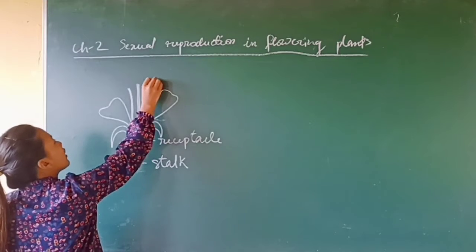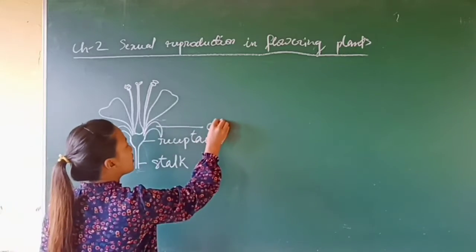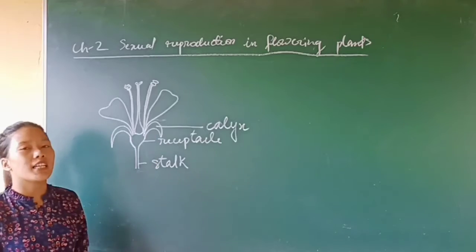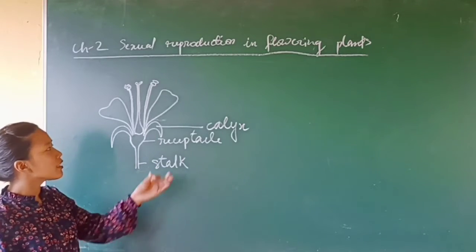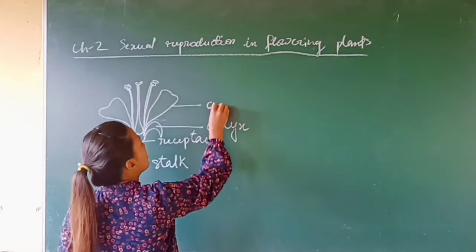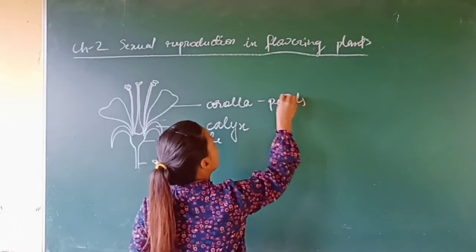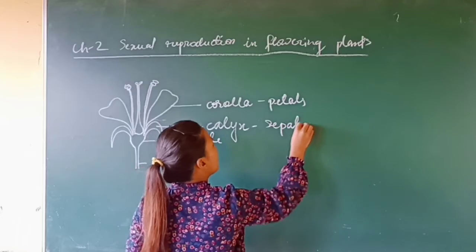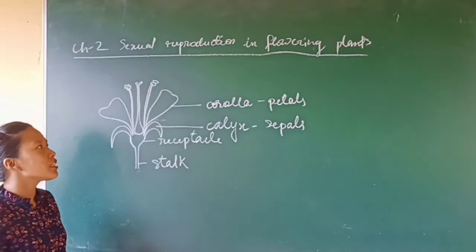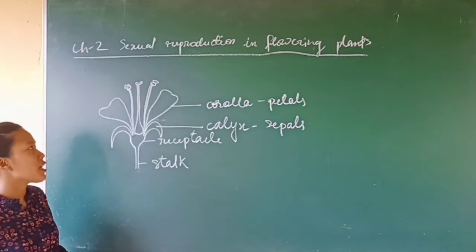The androecium has the bilobed anther, and then this is the stigma. Now this is the calyx. Calyx is usually green in color. They are leaf-like structures, and they protect the flower during the bud stage. And corolla is a collection of petals. This is a collection of petals, and this is a collection of sepals. Petals are the brightly colored part of the flower. This bright color attracts insects for the process of pollination.